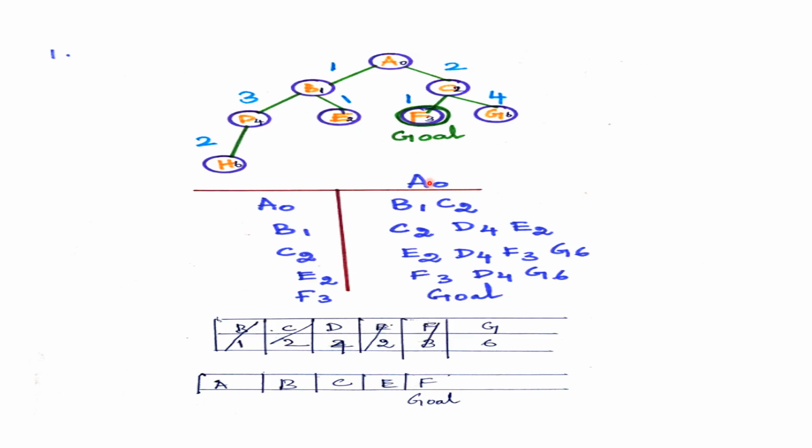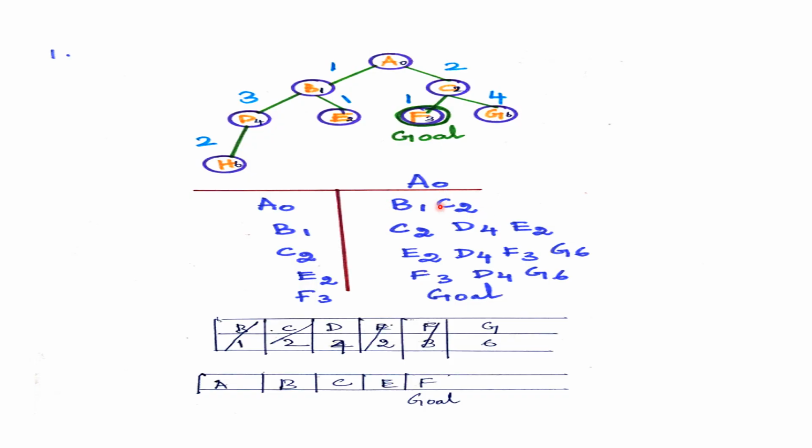So now A0 will be taken and explored, and the successors of A will be B and C. B's value will be 1. Initial node to B, the path cost value is equal to 1, so it will be represented as B1. A0 to C, the path cost value is 2. That will be represented as C2.